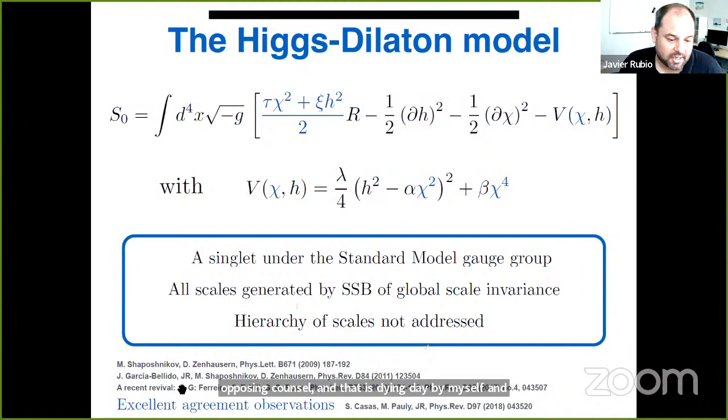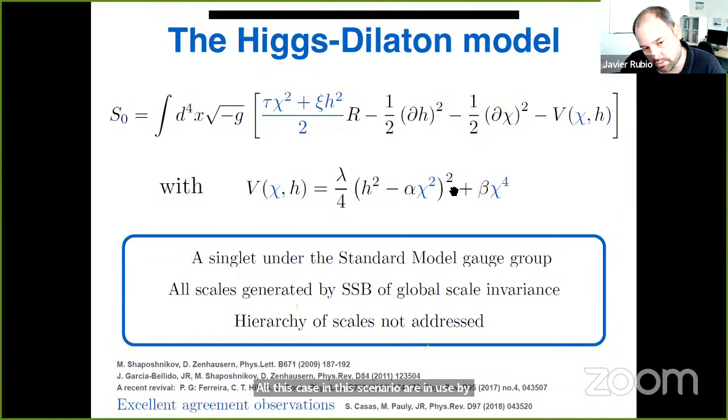And there has been a recent revival also, rediscovering one of these models, by Ferreira, Hill, and Ross. This is what is essentially called the Higgs-Dilaton model. In this scenario, all the dimensionful parameters of the theory, namely the Planck mass, the vacuum expectation value of the Higgs field, and the cosmological constant, are replaced by the expectation value of a dilaton field that will play the role of the Goldstone field. So we liberate the Higgs field from this responsibility. All the scales in this scenario are induced by a spontaneous breaking mechanism, like the one shown in this formula.